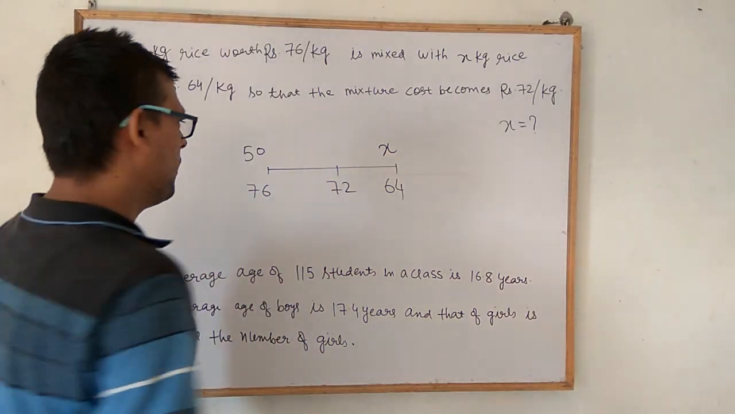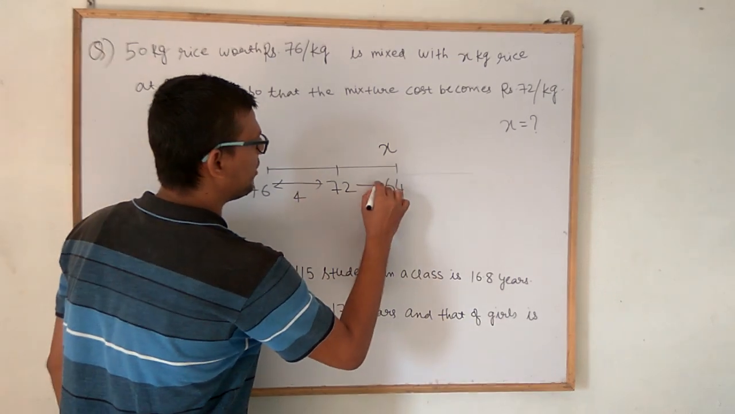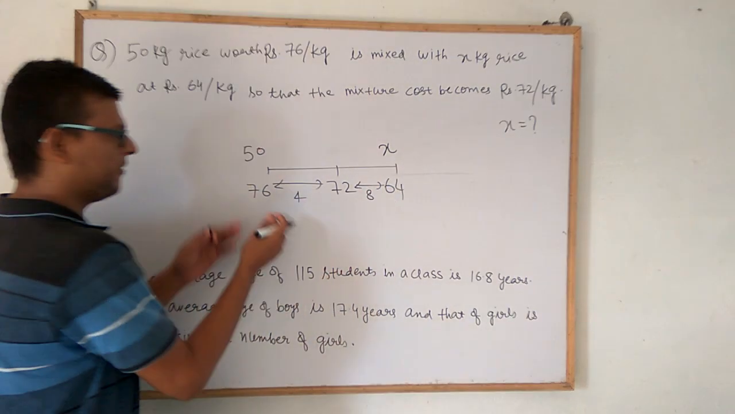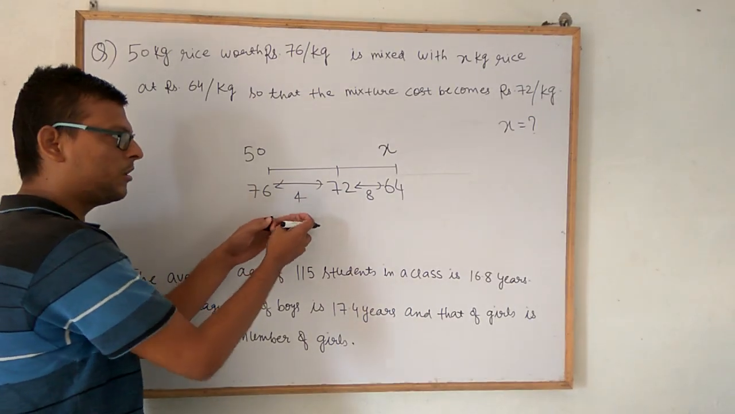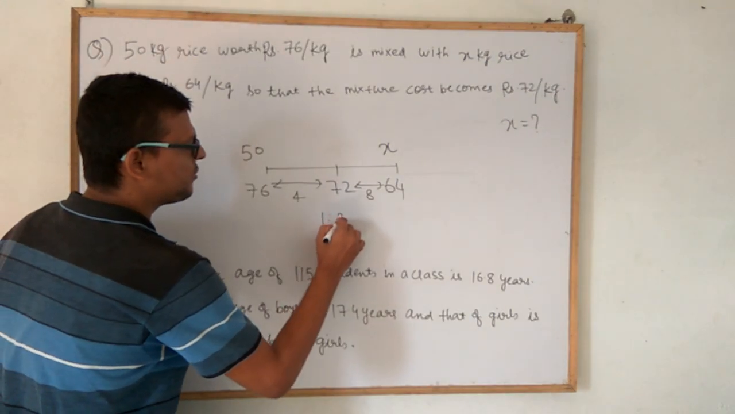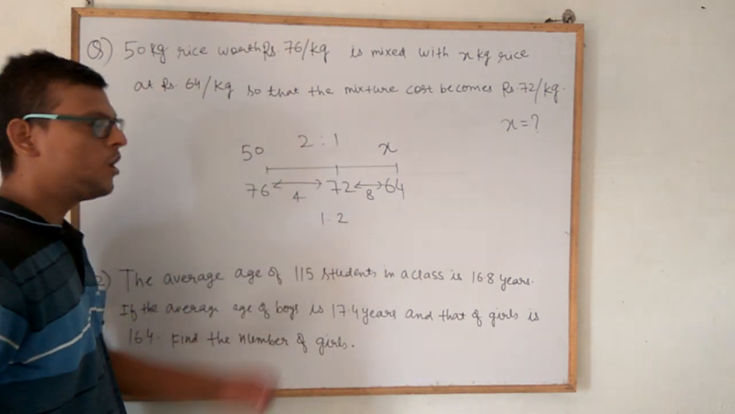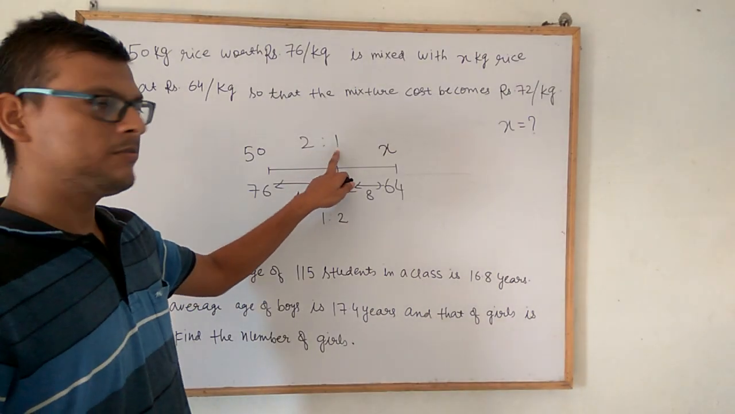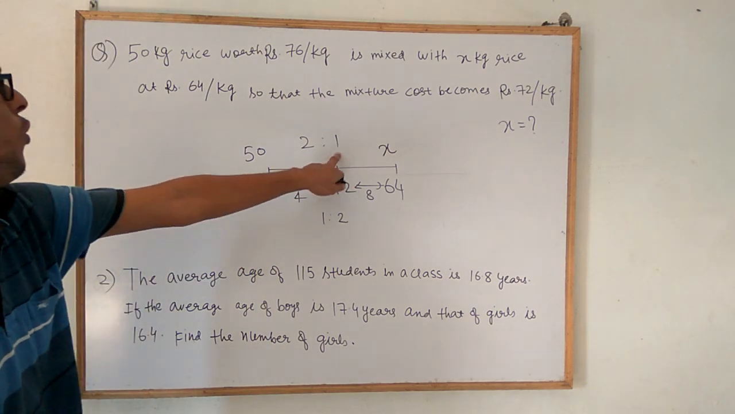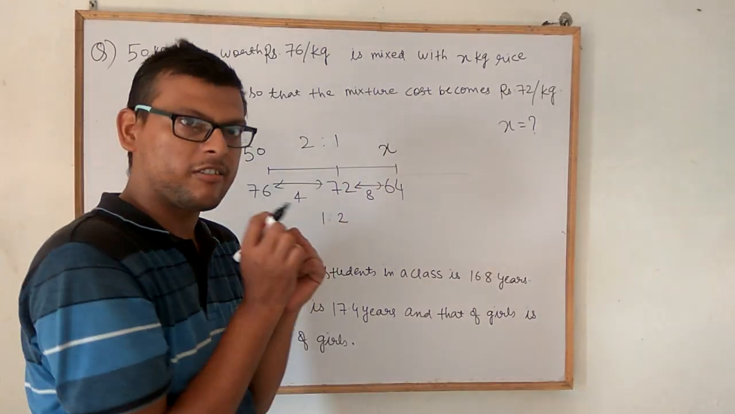That's it. Now, this difference is 4, this difference is 8, right? 76 minus 72 is 4, 72 minus 64 is 8. The ratio is 1 is to 2. Flip this ratio, 2 is to 1. So, what is this ratio 2 is to 1? This is the ratio of the two varieties of rice, the quantities of two varieties of rice.